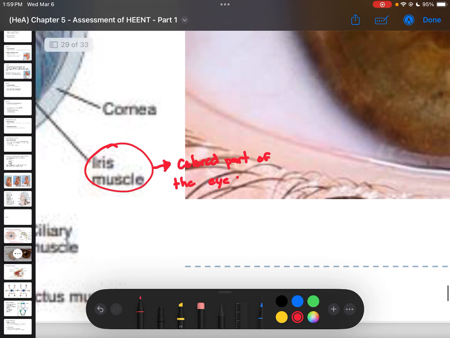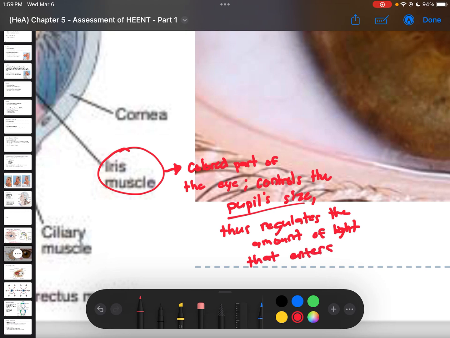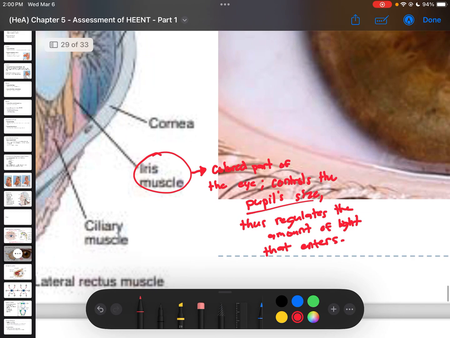Its function is it controls the pupil size. It controls the pupil size, thus it regulates the amount of light that enters. Okay, thus it regulates the amount of light that enters.